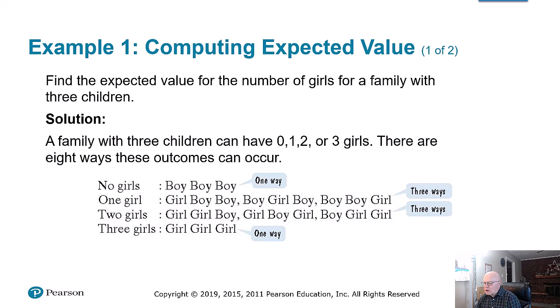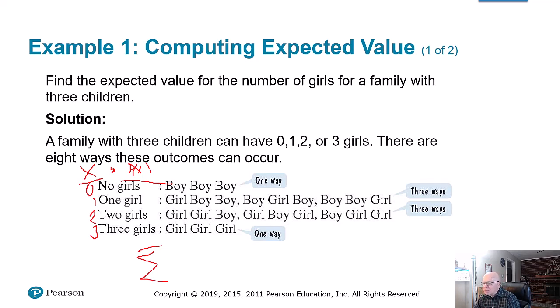Here are the possible results. No girls, 0. 1 girl, 2 girls, 3 girls. And those are the results. You might say those are the x's. And we're also going to be looking for the probability for each of those x's. Because what we're going to do is multiply those 2 together. And then at the end, add those up. Sigma means add them up.